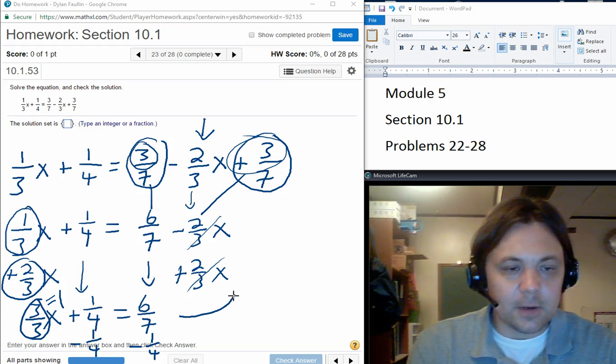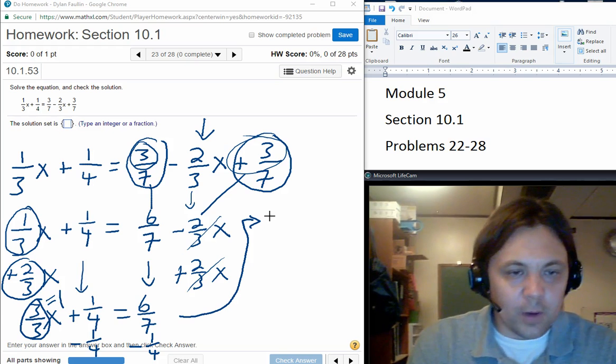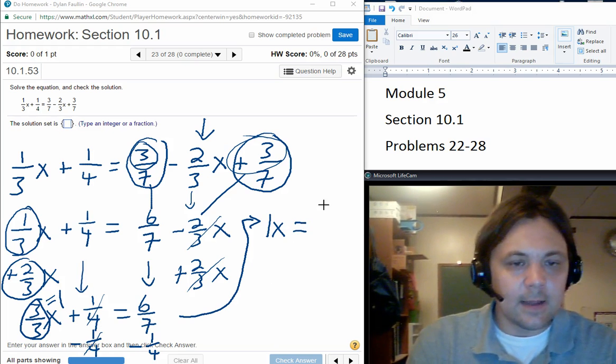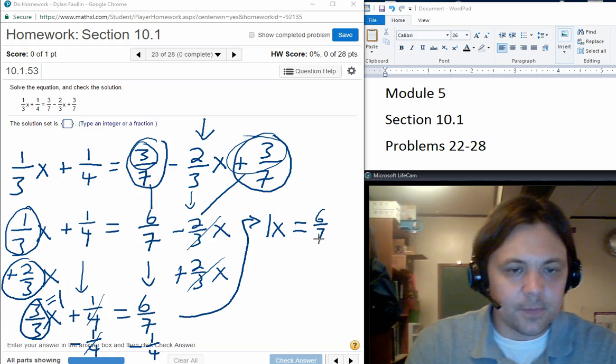And so what we end up with, I'm going to try to continue over here in this space if I can. We end up with 1x. 3/3 is 1. The 1/4 cancel out. We have the equal sign, and then we'll have 6/7 minus 1/4.